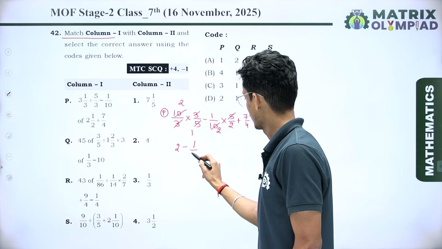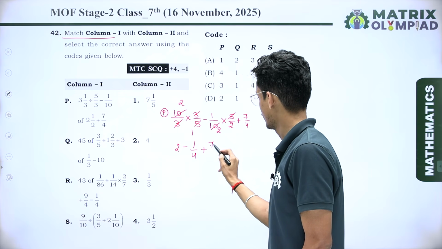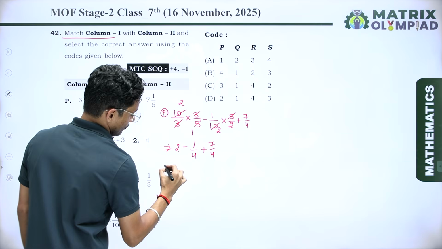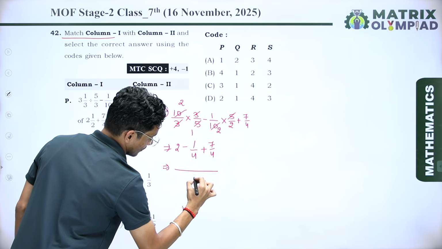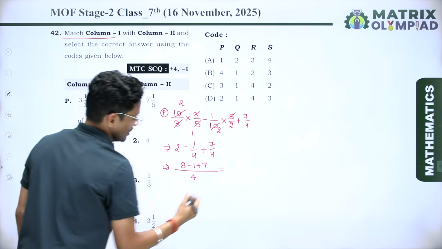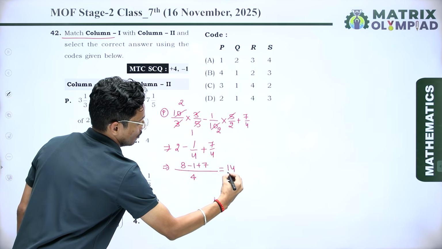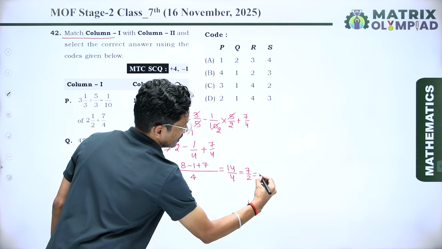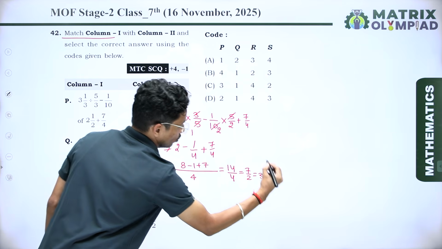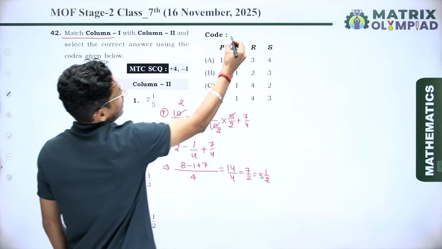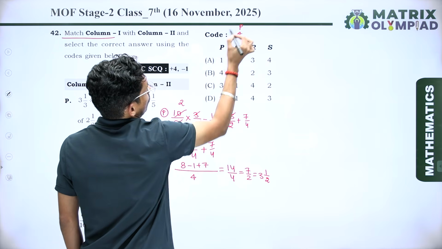It means 1 upon 4 plus 7 upon 4. So here when we take LCM, I can write 4. It means 8 minus 1 plus 7, that is 14 upon 4. It means 7 upon 2, that is 3 and 1 by 2. So check, P is connected to 4. So here I can write P is connected to 4.